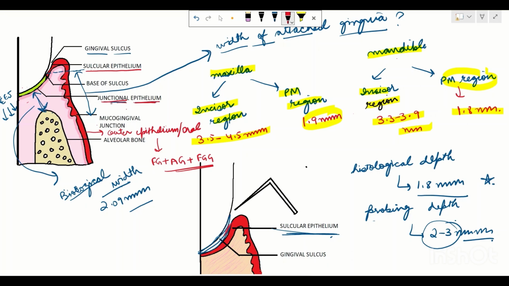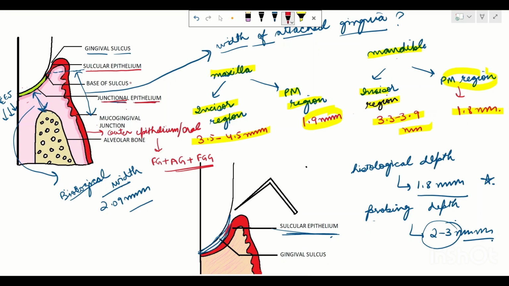The junctional epithelium is non-keratinized. As you can see here, no rete pegs can be seen. Then the sulcular epithelium is also non-keratinized. However, this outer epithelium or oral epithelium is keratinized and it has a lot of rete pegs. As you can see here in this diagram, it has a lot of rete pegs over here.